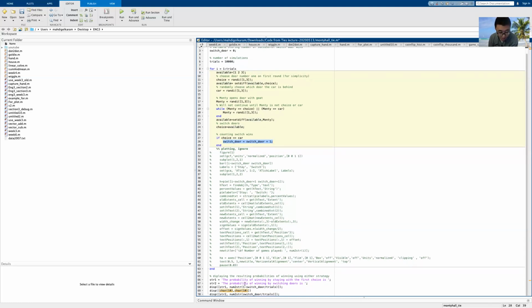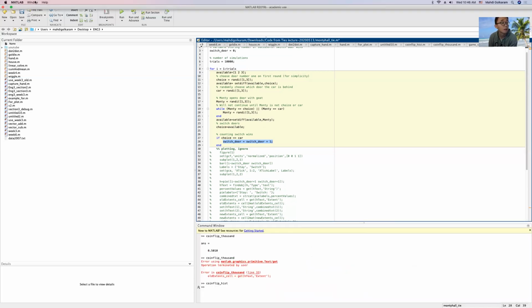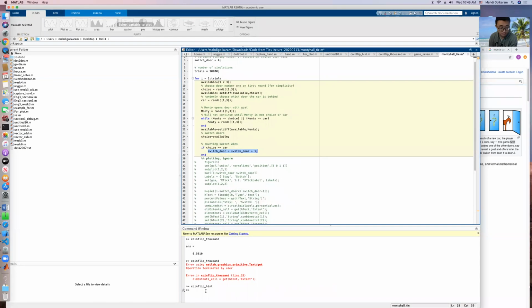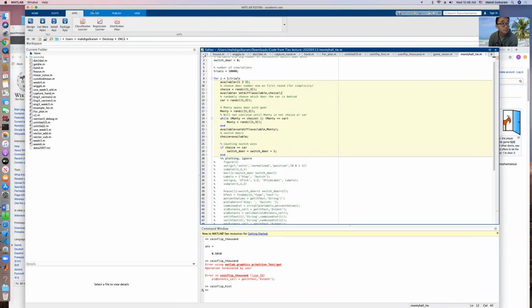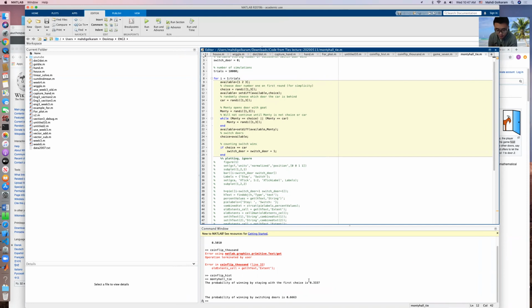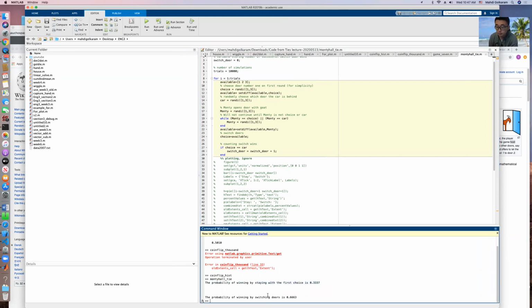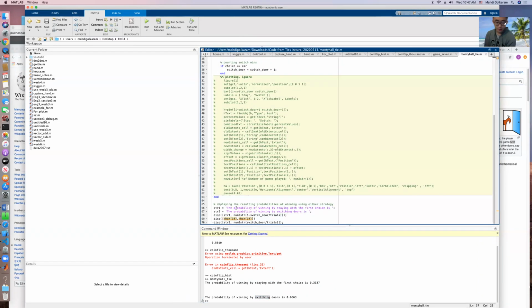And then we display the probability. Let me run this code. So we got this probability. In this way, we find the probability of winning by staying with the first choice is this, and the probability of winning by switching is this.